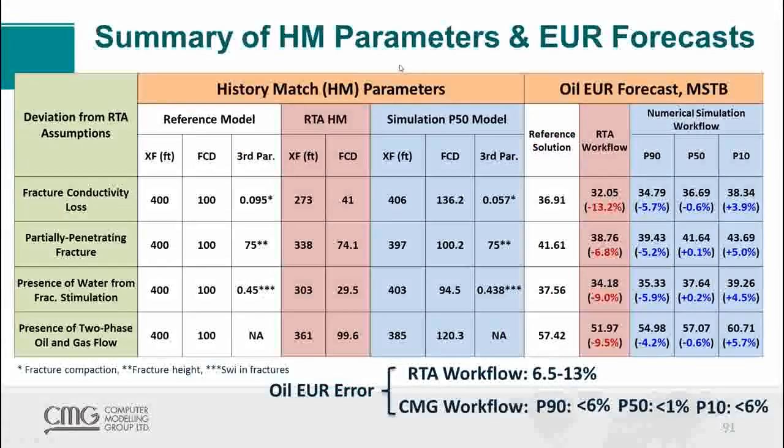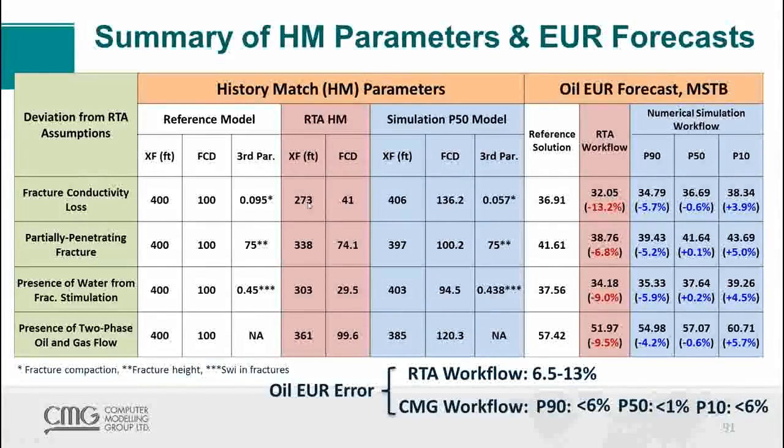And this is a summary, and it's a very busy table, but I do want to point out 2 main areas of this. Over here on the far left-hand column, we have a listing of the 4 scenarios, the 4 deviations from analytical model capabilities. The reference values were held constant for frac half-length and dimensionless conductivity. The 3rd parameter associated with the scenario is obviously something different. The RTA-based history match parameters, you can see, vary quite severely compared to the reference values.